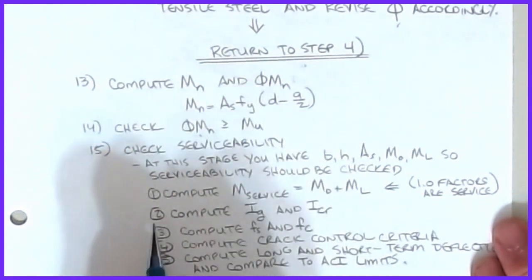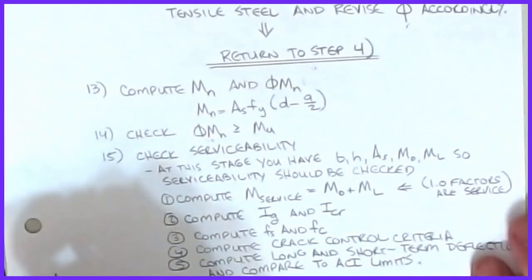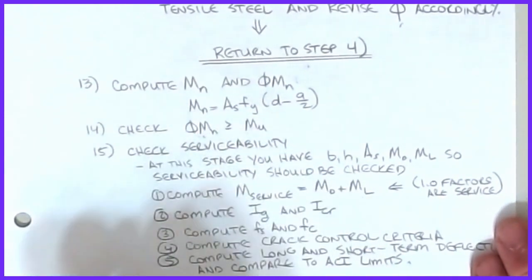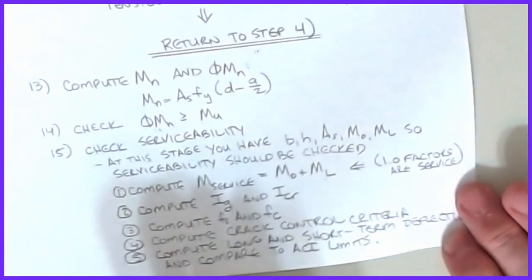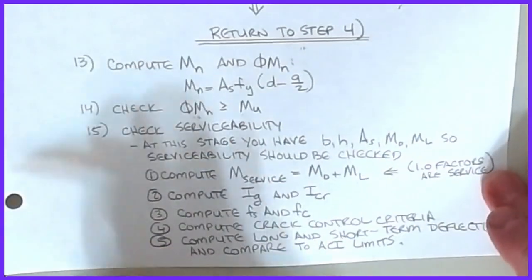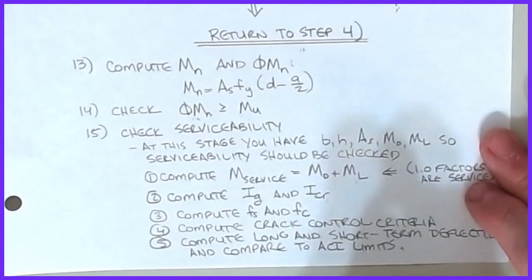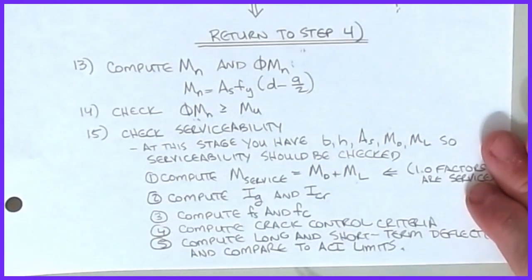We can compute our cross-sectional moments of inertia for the gross section and for the cracked section. We can then check stresses and strains. We can check our crack control width criteria. And then finally, we can check that we don't have a problem with long and short-term deflections. Short-term being the instant deflections, and long-term being things like deflections due to creep and shrinkage and those kind of things. We'll talk about this more in a later lesson.